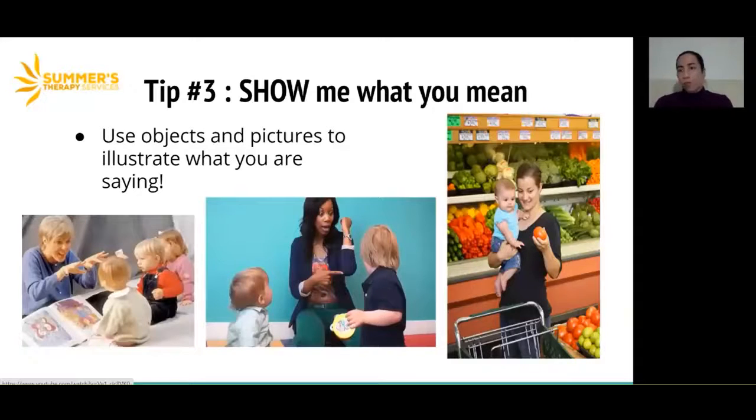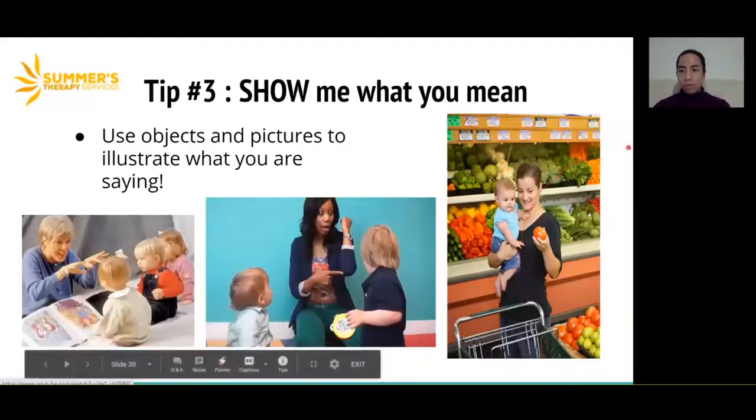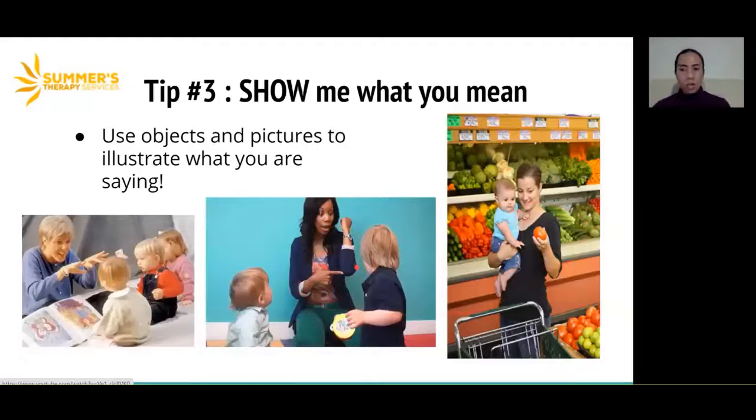So when I say tomato, show them the tomato. See the mother here, she's holding the tomato. Oh, tomato here. Elbow, don't just say my elbow hurts. Point to it. Where is the elbow? This is my elbow and it hurts.